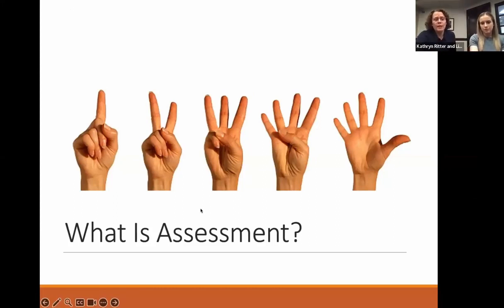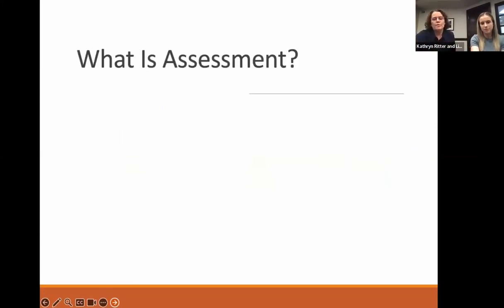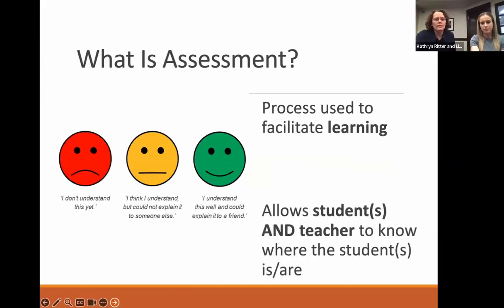And the reason that's important is because then you, as the person who is targeting your teaching to the group of learners, have some understanding now of the range of experience of your learners. So that's what assessment is. And I think it's pretty simple, but it can feel very complex. Assessment is essentially a process that allows us to facilitate learning, and it allows you as the teacher, as well as you as the student, to know where you both are.